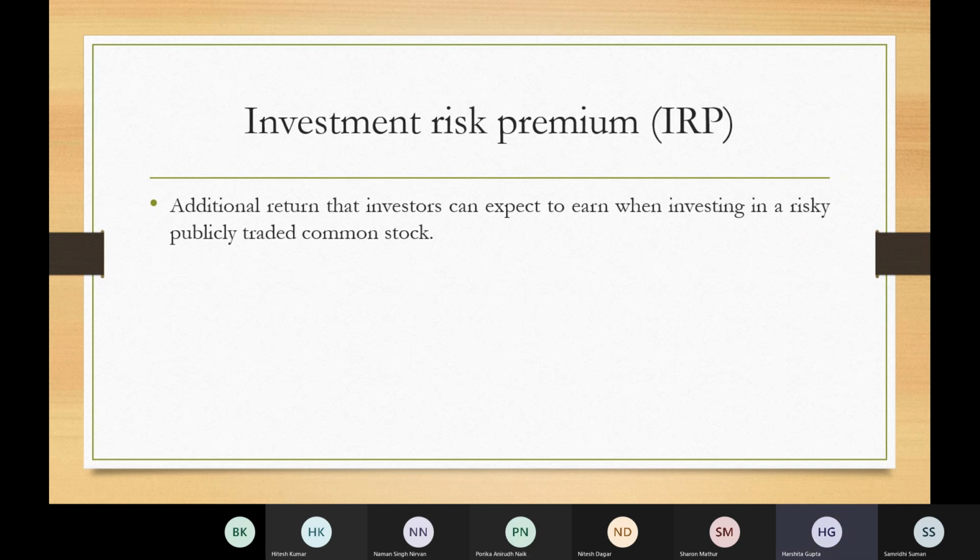Investment risk premium is the additional return that investors can expect to earn when investing in a risky publicly traded common stock. Basically, if I'm comparing two hypothetical companies, ABC Limited and XYZ Limited, of the same class, but ABC Limited is a risky investment, like we don't know whether the stock will perform well in the near future, then investors will expect a high return as well. Only then will I be willing to take high risk, right? So that's the investment risk premium.